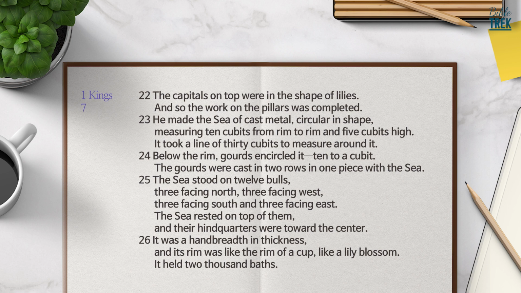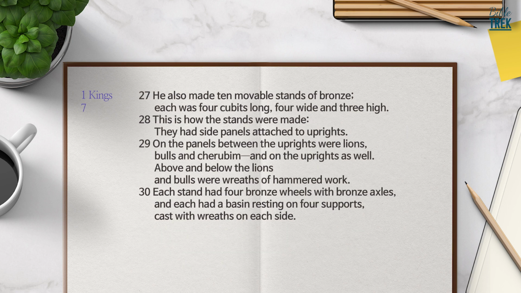It held 2,000 baths. He also made 10 movable stands of bronze. Each was 4 cubits long, 4 wide, and 3 high. This is how the stands were made. They had side panels attached to uprights. On the panels between the uprights were lions, bulls, and cherubim, and on the uprights as well. Above and below the lions and bulls were wreaths of hammered work.